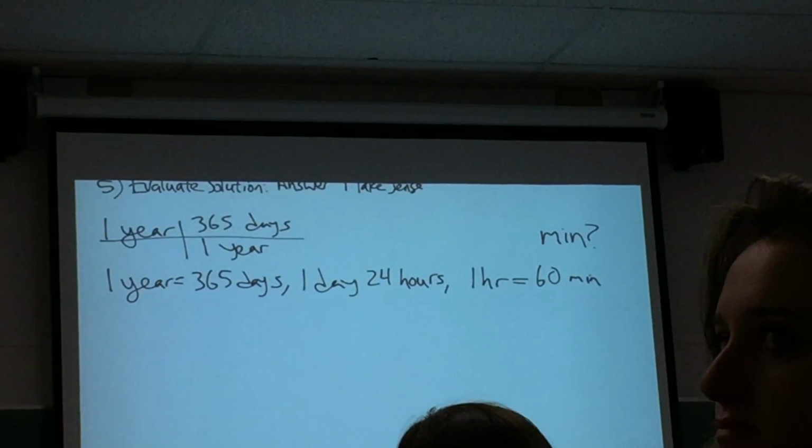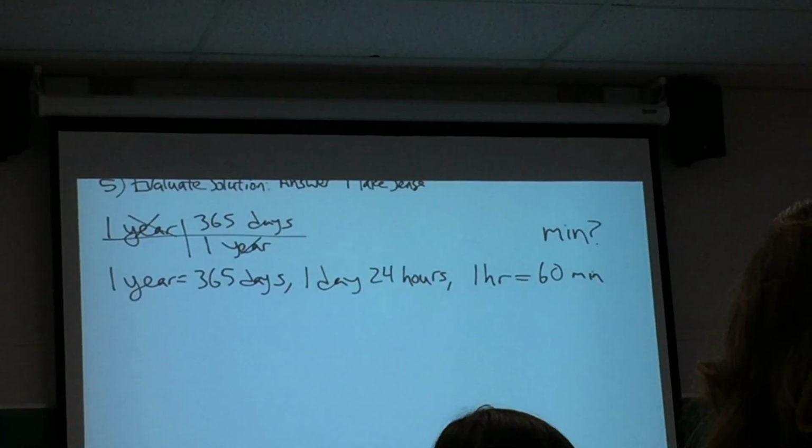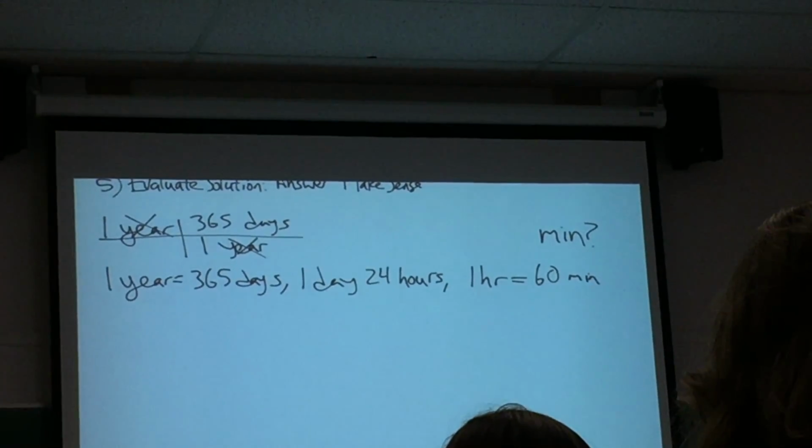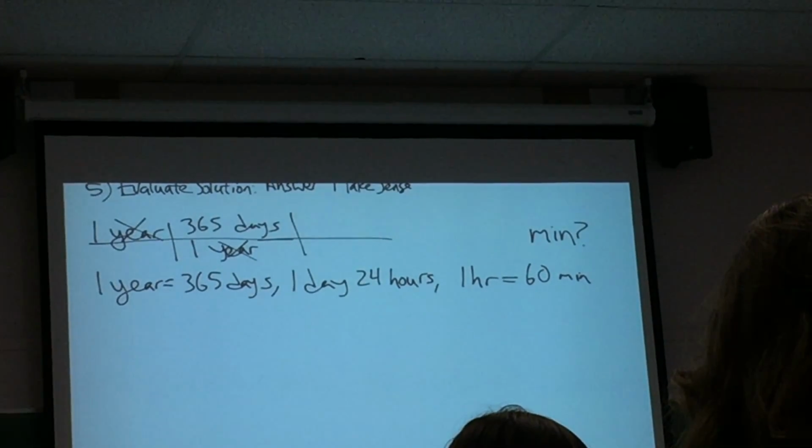Because you want to cancel out the year. We want to cancel out the unit that we had previously, and putting them opposite of each other allows us to do so. Year divided by year makes it go away. So now we're in days.